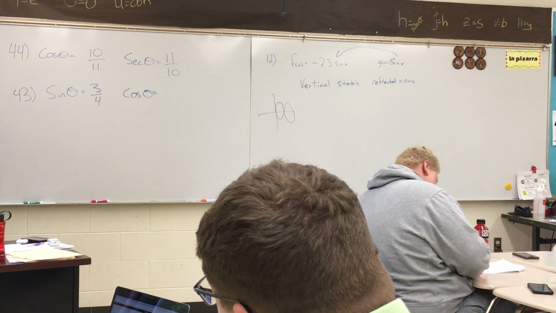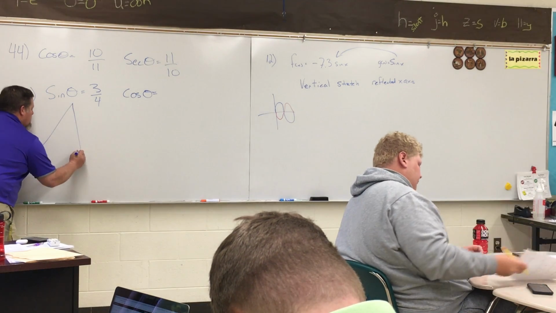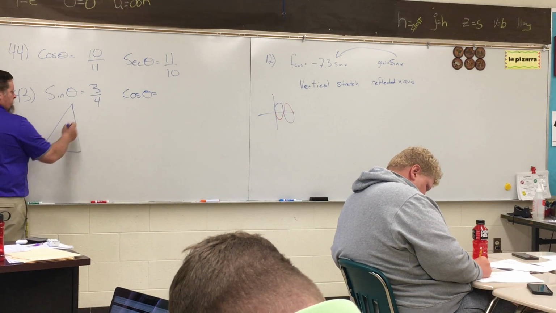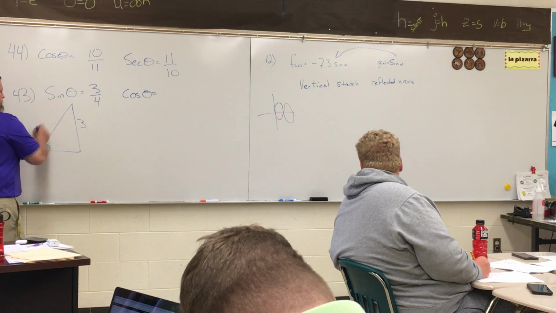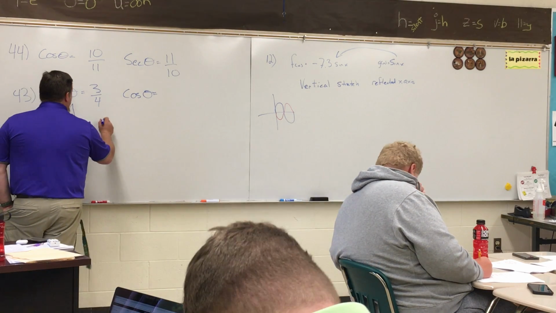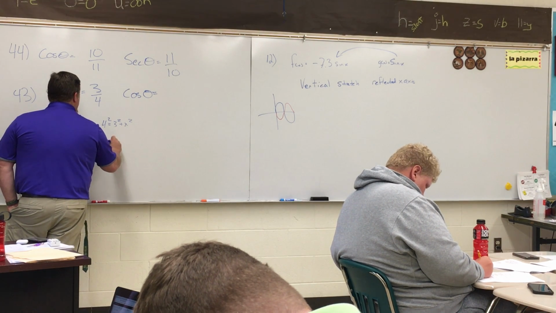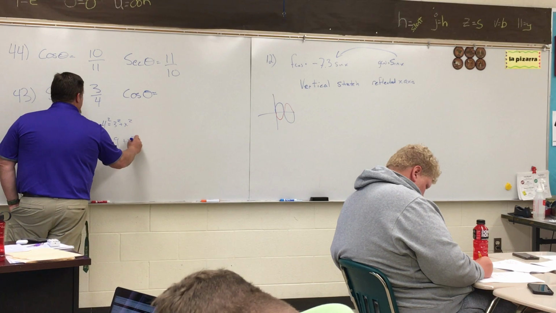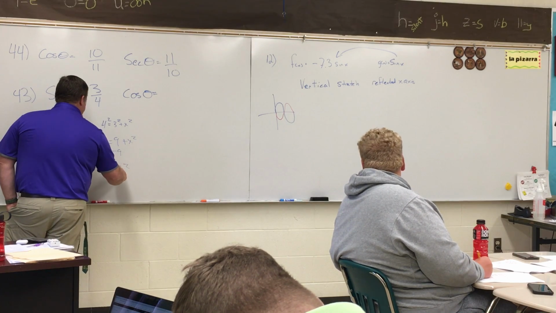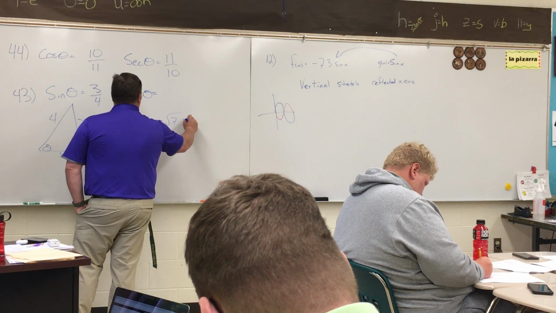This one's a much more challenging problem. Good thing I know my trig identities. Triangle, theta. Where do I put the 3 on my triangle? Where do I put my 4? How do I find my x? Pythagorean theorem. 4 squared equals 3 squared plus x squared. 16 equals 9 plus x squared. Minus 9, minus 9. 7 equals x squared. Square root of 7 equals x.